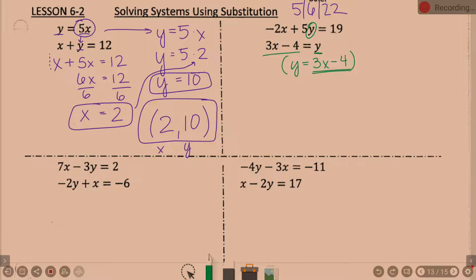So every place I see a y, I'm going to replace it with 3x minus 4. Okay? So we're going to rewrite it out. We're going to use the equation that's not x equals or y equals. Negative 2x plus 5 times y. What am I writing instead of y? 3x minus 4. Thank you. Because every place I see a y, I'm replacing it. So negative 2x plus 5y equals 19.